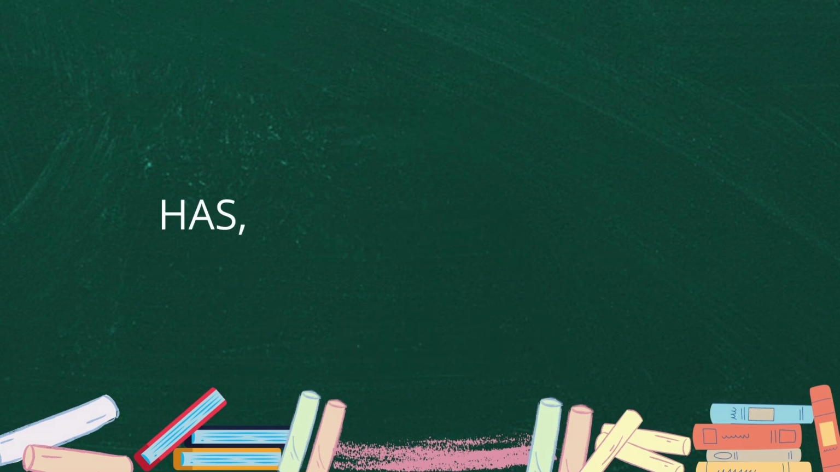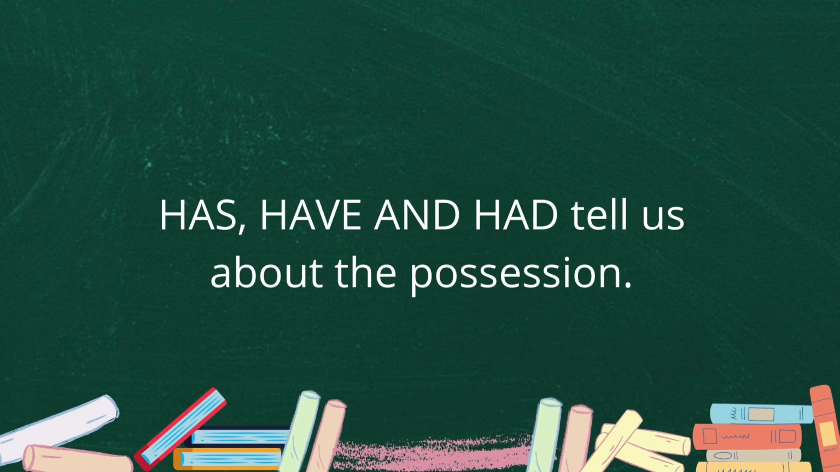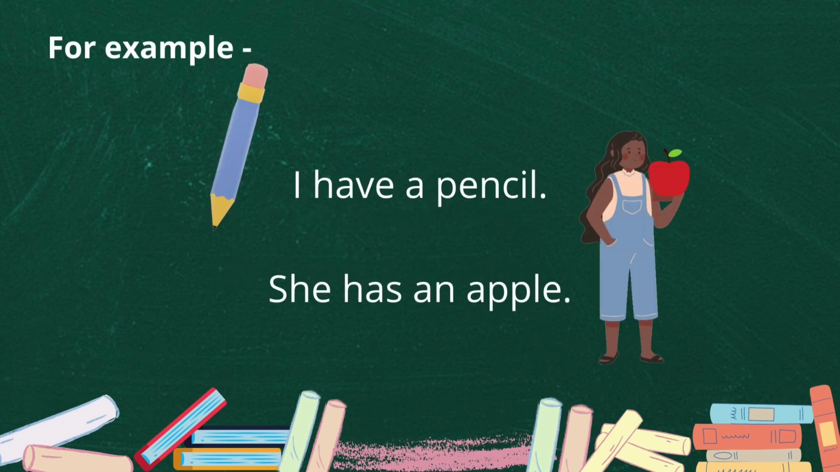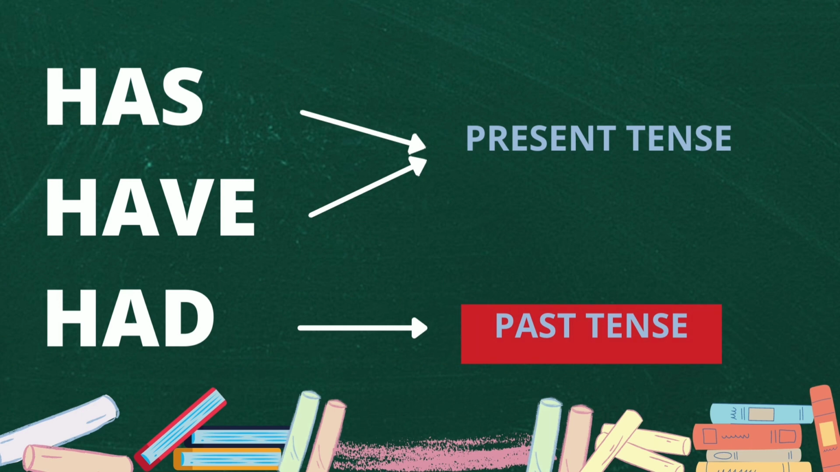examples. Has, have, and had tell us about possession, meaning they are used to show something belongs to us or someone else. For example, I have a pencil, which means this pencil belongs to me. She has an apple, which means that apple is hers. We use has and have in the present tense while we use had in the past tense.